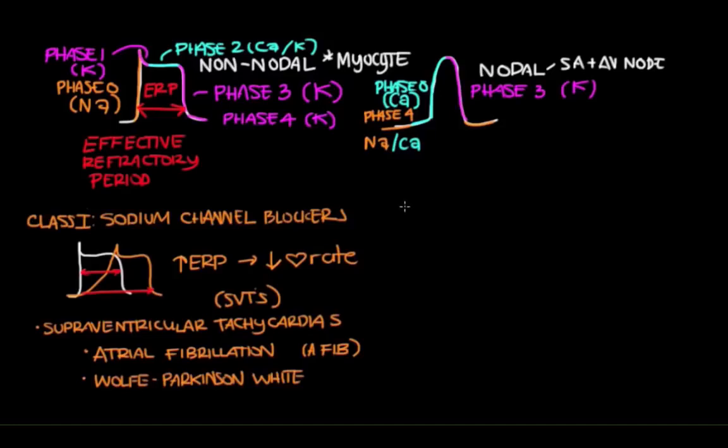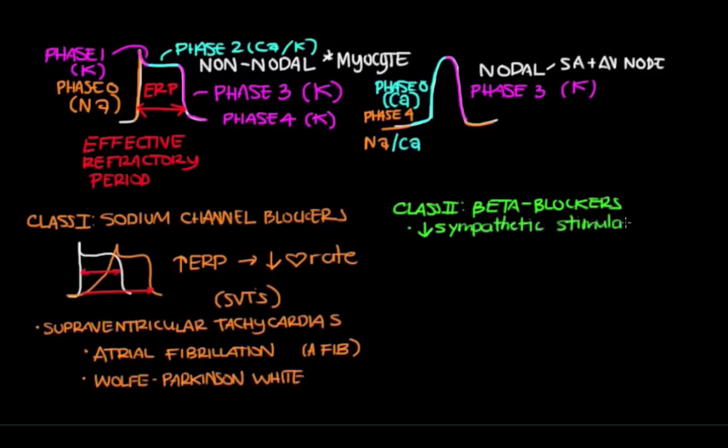So the next class we're going to talk about are our class 2 antiarrhythmics. And these are our beta blockers. Beta blockers work because they decrease sympathetic stimulation. They block the beta 1 receptors at the SA and the AV node. So I'm going to draw out a couple nodal action potentials.